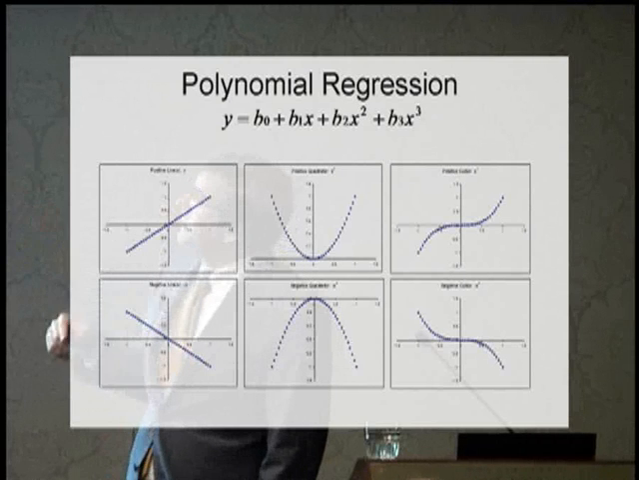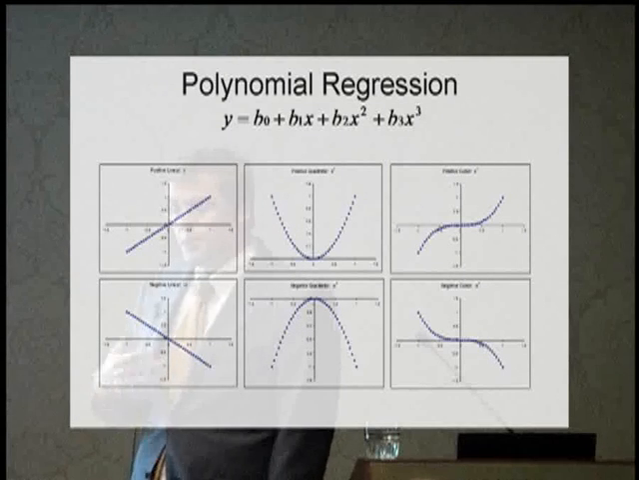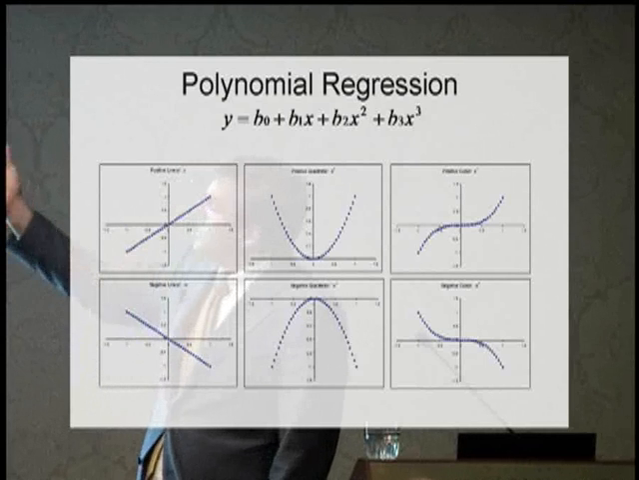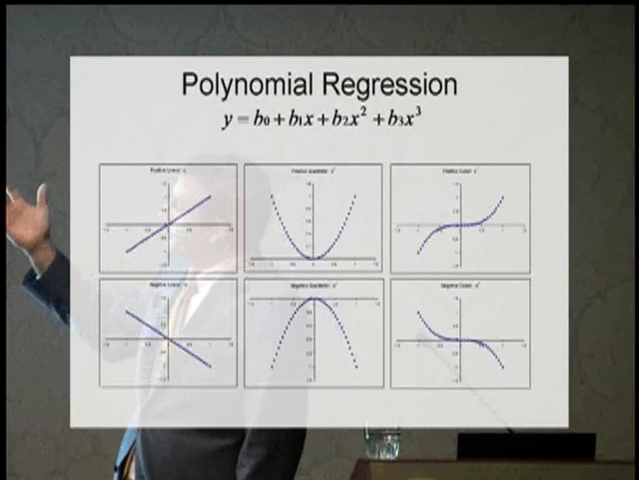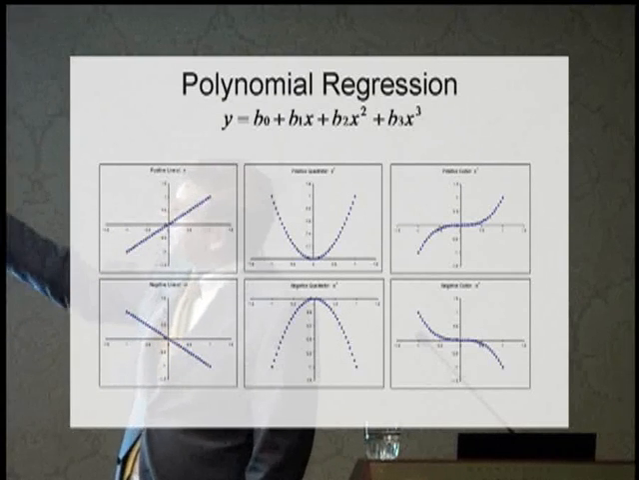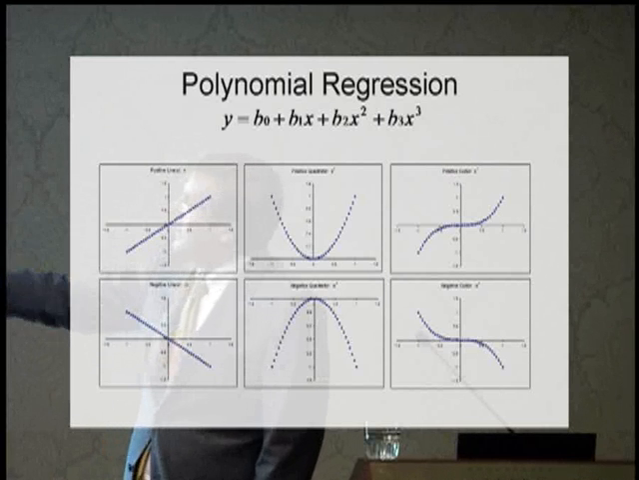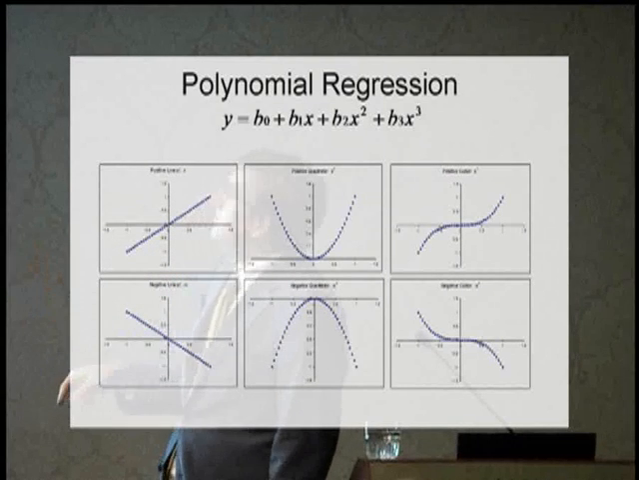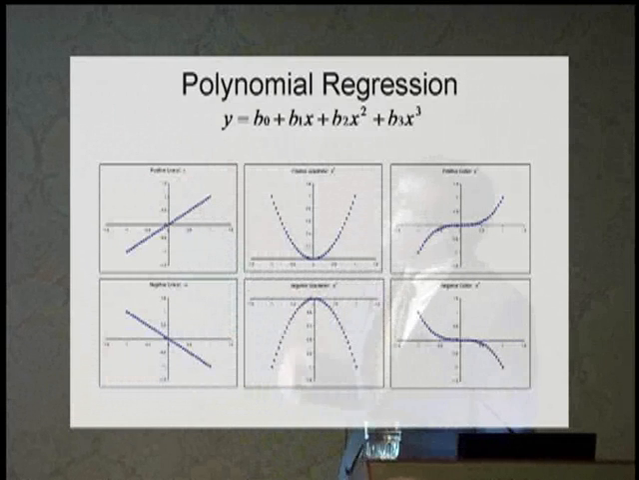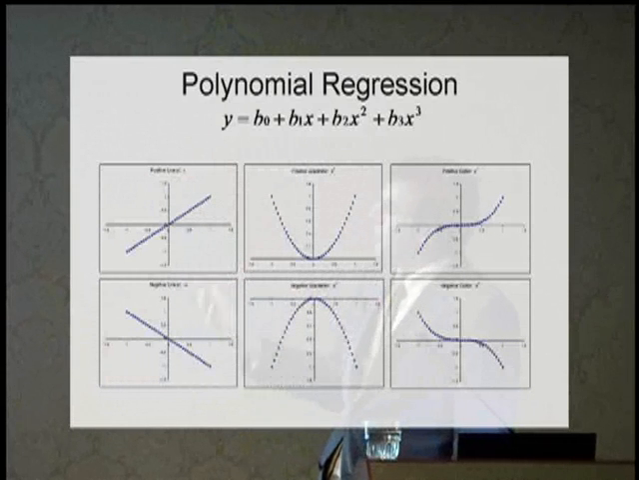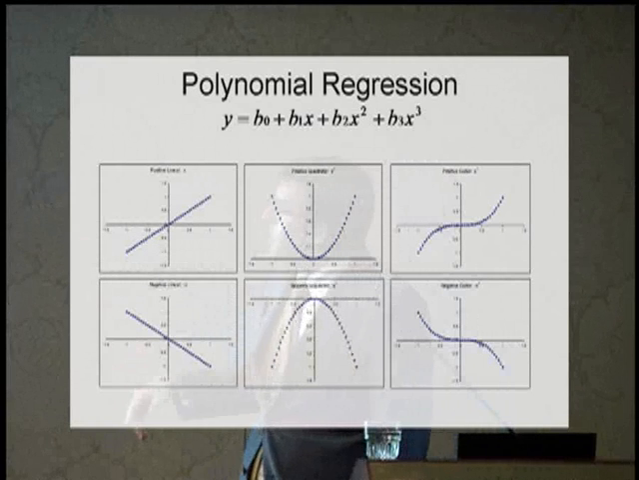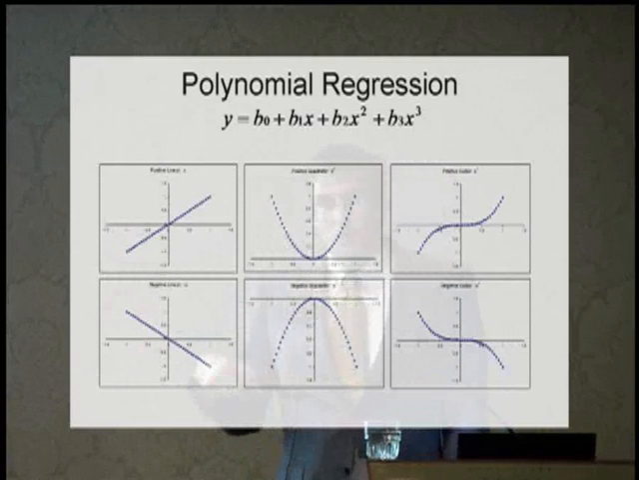But if we add b2 times x squared, so we add a term for x squared, then you get what's known as a quadratic function. And if b2 is positive, you get a positive quadratic, you get a U shape. If it's negative, you get an inverted U shape. If we go on and add b3 times x cubed, we add a term for x cubed, then we get what's known as a cubic function, and we get something that looks like the squiggle.